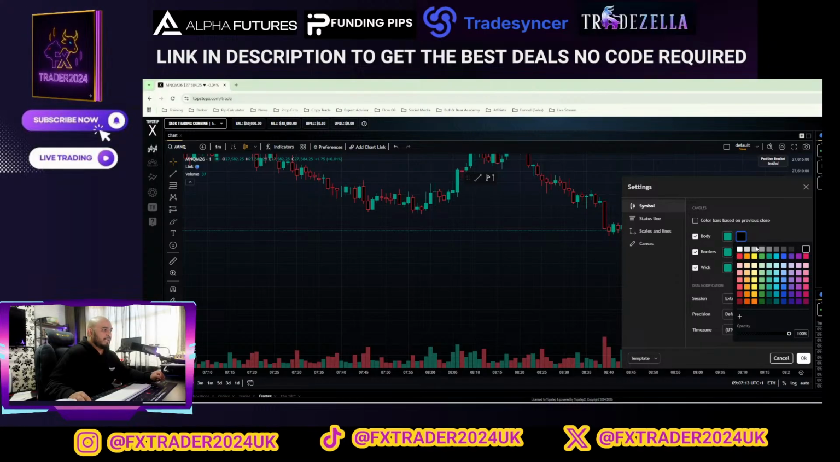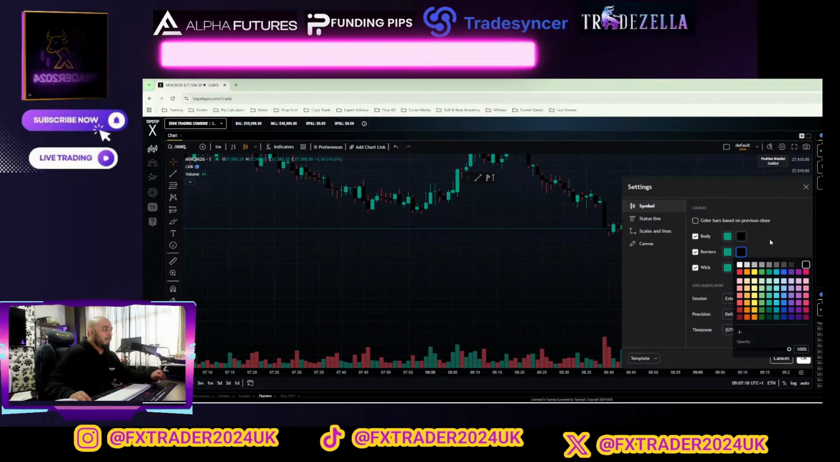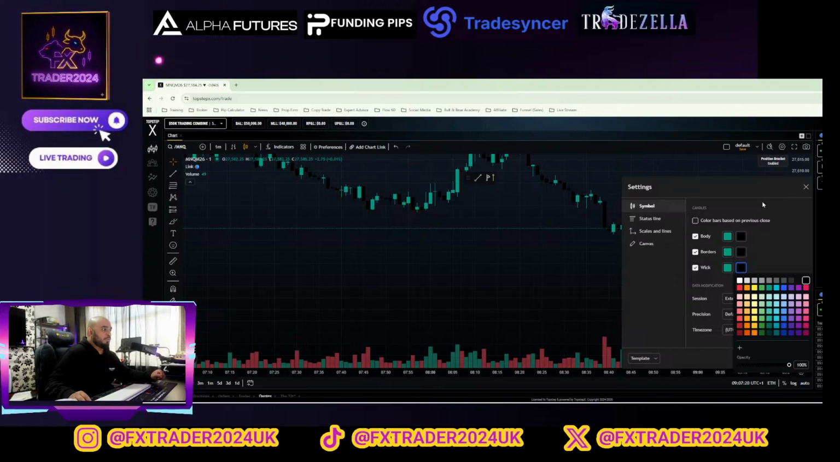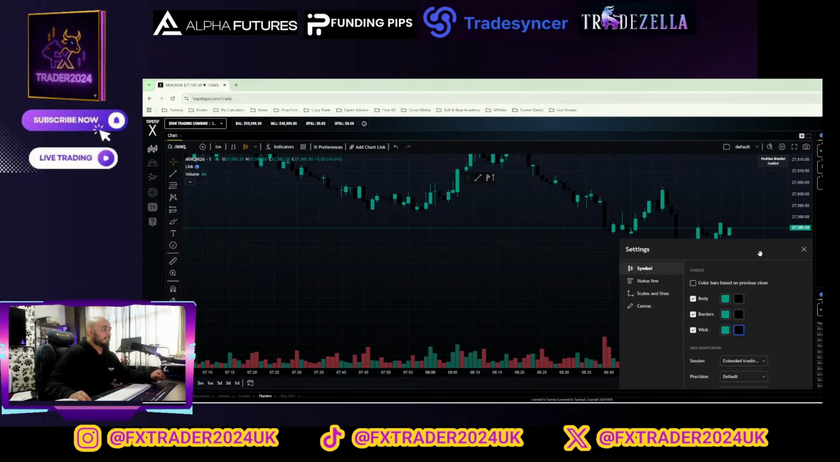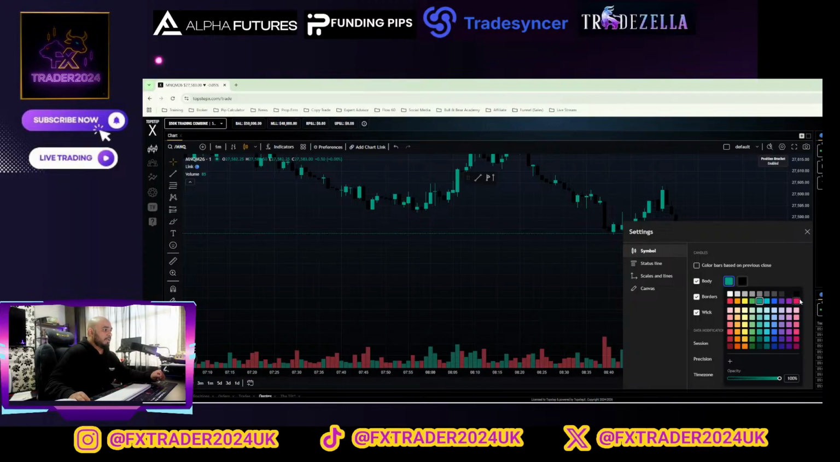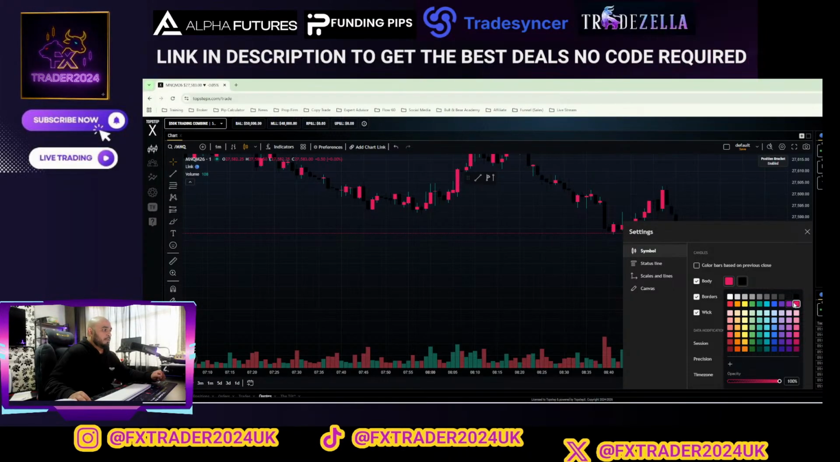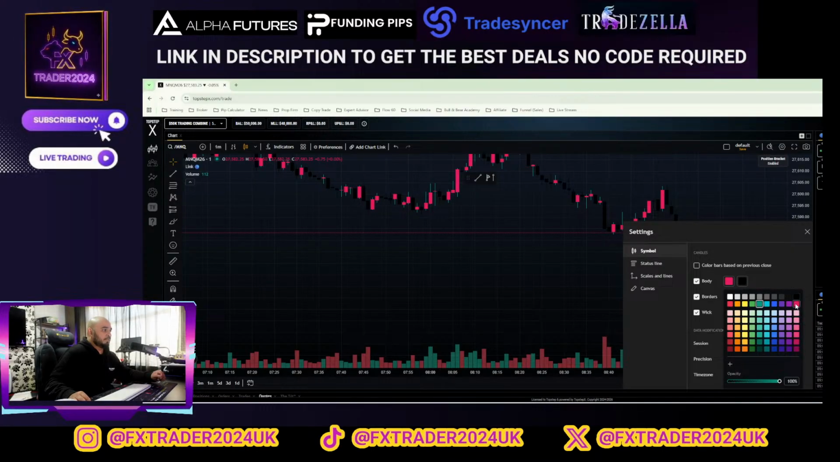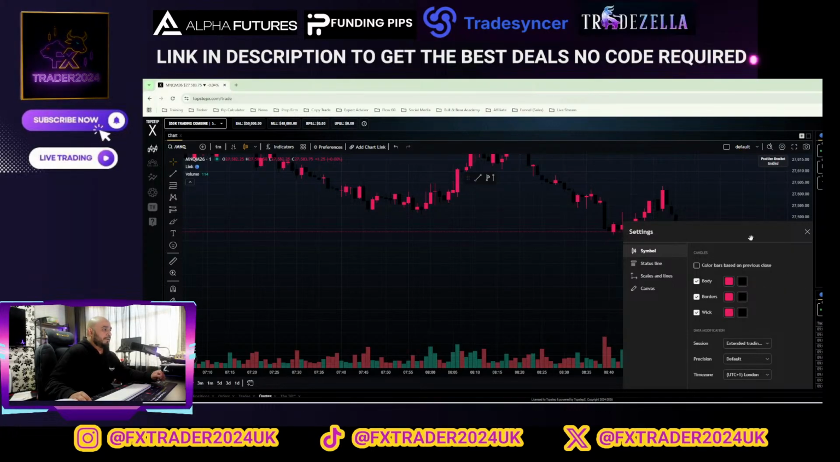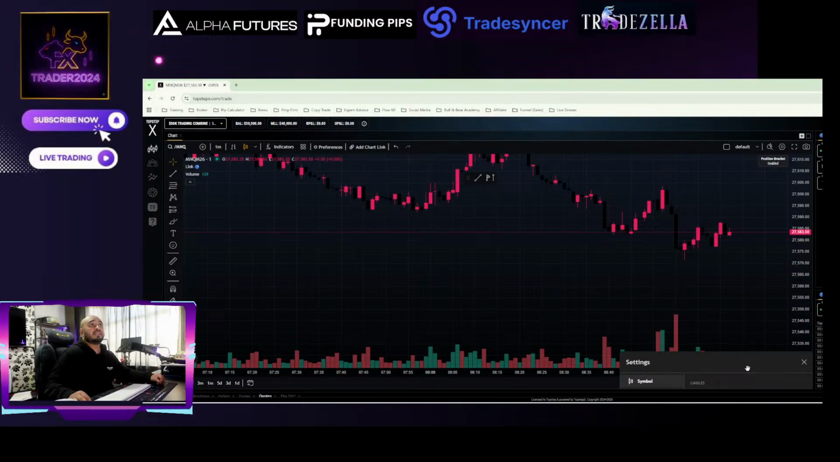So the red candles, I'm turning black. Boom, boom, boom. You're going to be looking at this thinking, what the hell is he doing? Look at that. Looks disgusting, doesn't it? Okay, and then we're going to turn our orders and bullish candles pink. And you're still probably thinking, ugh, look at that.